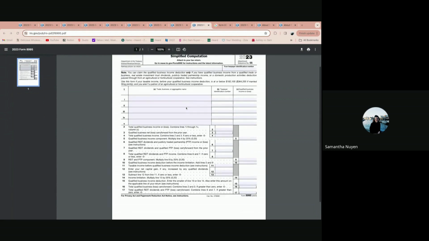So this is saying because you own your own business, you get a certain deduction on your income. This will then be listed: your name, your ID, the income and loss, and the amount you get.